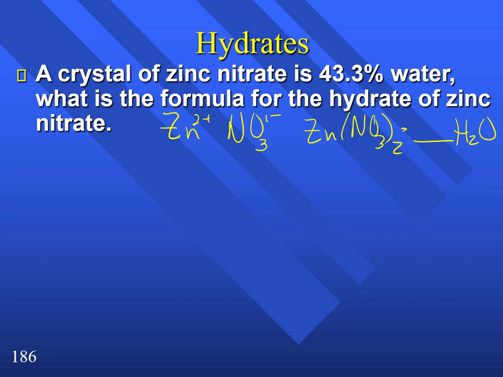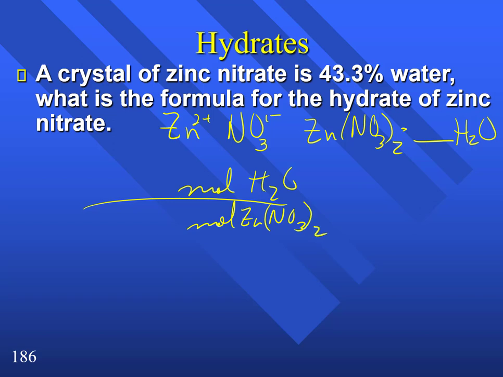So that number is going to be a ratio. How many water molecules there are for each zinc nitrate? And if it's true in molecules, it's true in moles. So what I'm looking for is moles of water over moles of zinc nitrate. That will tell me how many moles of water for each zinc nitrate. That means I got to get moles of water and moles of zinc nitrate. How the heck am I going to do that?